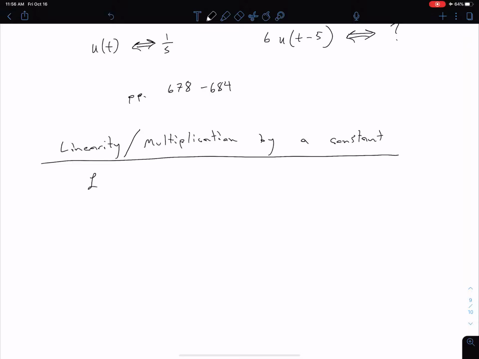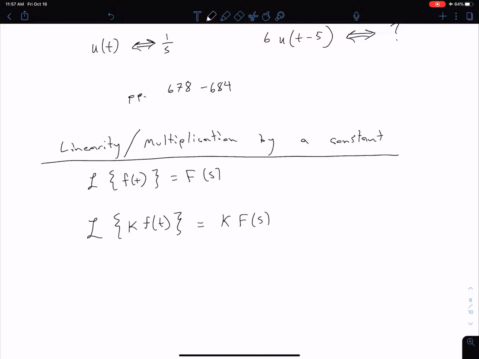Let's assume that our Laplace transform of some function f of t is equal to capital F of s. What we're saying then is, if we want to know the Laplace transform of some constant k times f of t, what does that equal? If you want, you can see how that's done. In this case, it's pretty simple because our k comes out of that integral, so we just get k times F of s. So multiplying by a constant in frequency corresponds to multiplying by a constant in time, and vice versa.